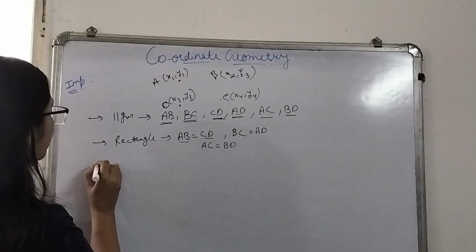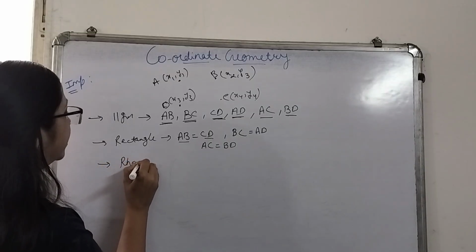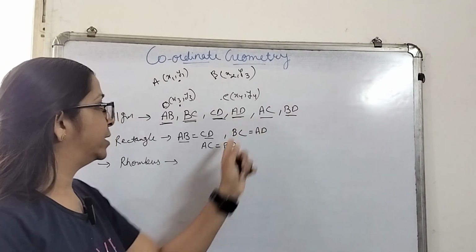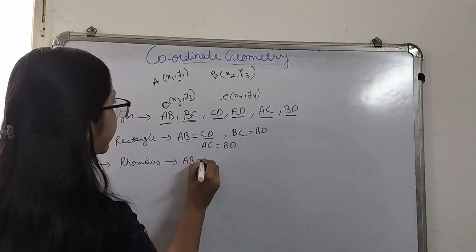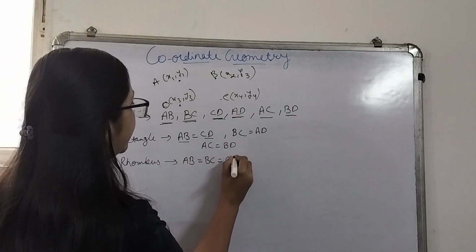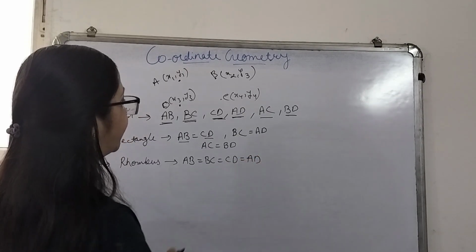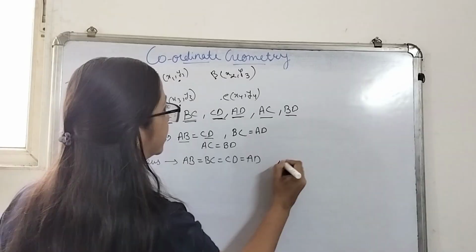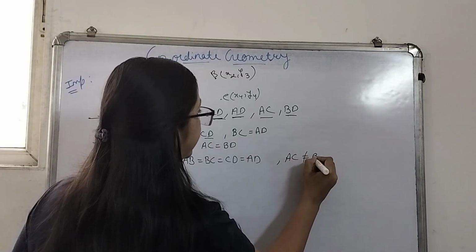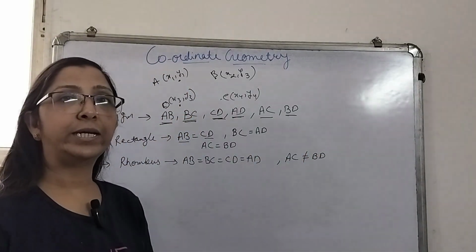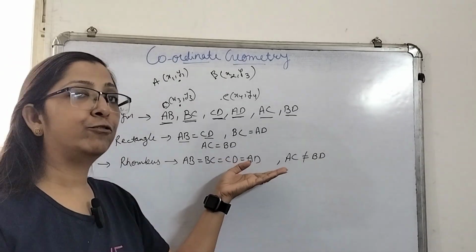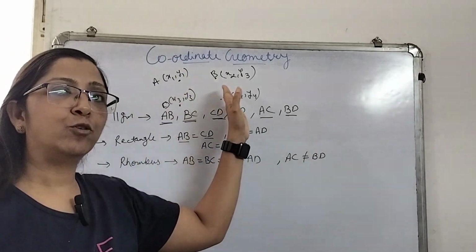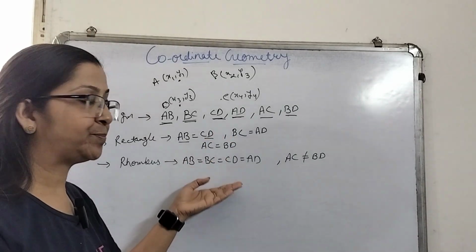Now, if we have to prove that it is a rhombus, in that case, we will be proving that all the 4 sides, that is AB is equivalent to BC, is equivalent to CD, is equivalent to AD. All the 4 sides are equal and the diagonals are not equivalent. Diagonals are not equal in length. If these conditions are fulfilled, then we will say that the figure formed by joining these 4 points will be a rhombus.